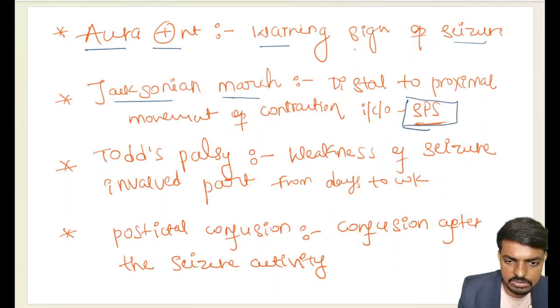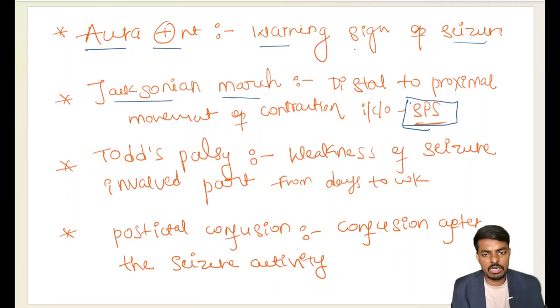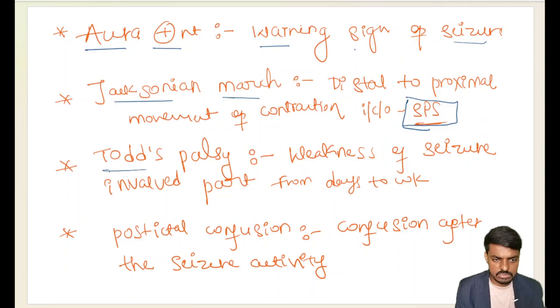Simple partial seizure is only abnormal electrical activity, without change in the level of consciousness and without change in behavior. That is what we call simple partial seizure. So the Jacksonian march occurs in the simple partial seizure, meaning the distal to proximal contraction of the body part that is involved in the seizure activity. That is what we call the Jacksonian march. Okay, what is Todd's palsy? Todd's palsy is the weakness of the seizure-involved part, lasting from days to weeks. Okay.